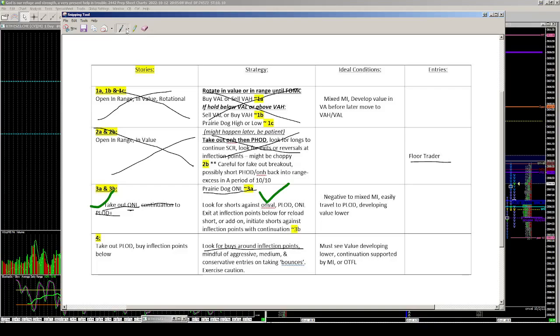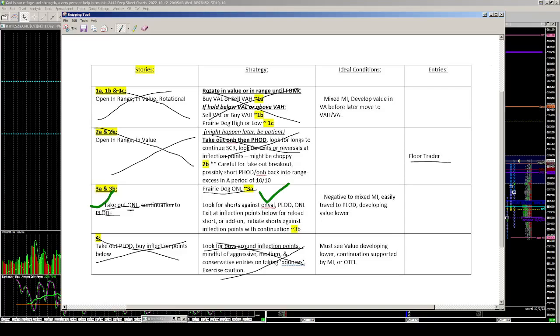And then the next thing would be to take out the prior day low, buy inflection points below. Well, we never took out the day low. Now, upon seeing that the range wasn't going to be high enough to get to the value area high or value area low, I'd put an X through this too. One might have adjusted, because you can also use the overnight value area high or value area low. Those are respectable and respected levels at times, or areas.